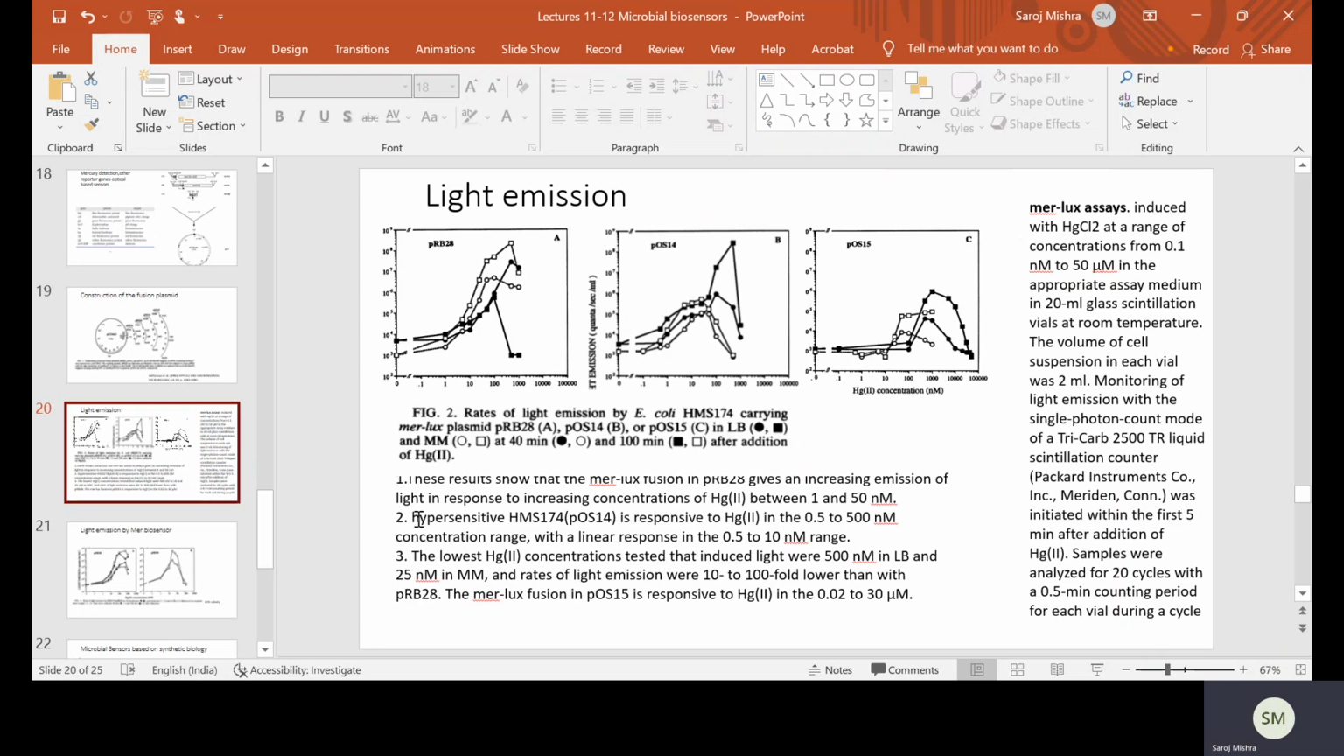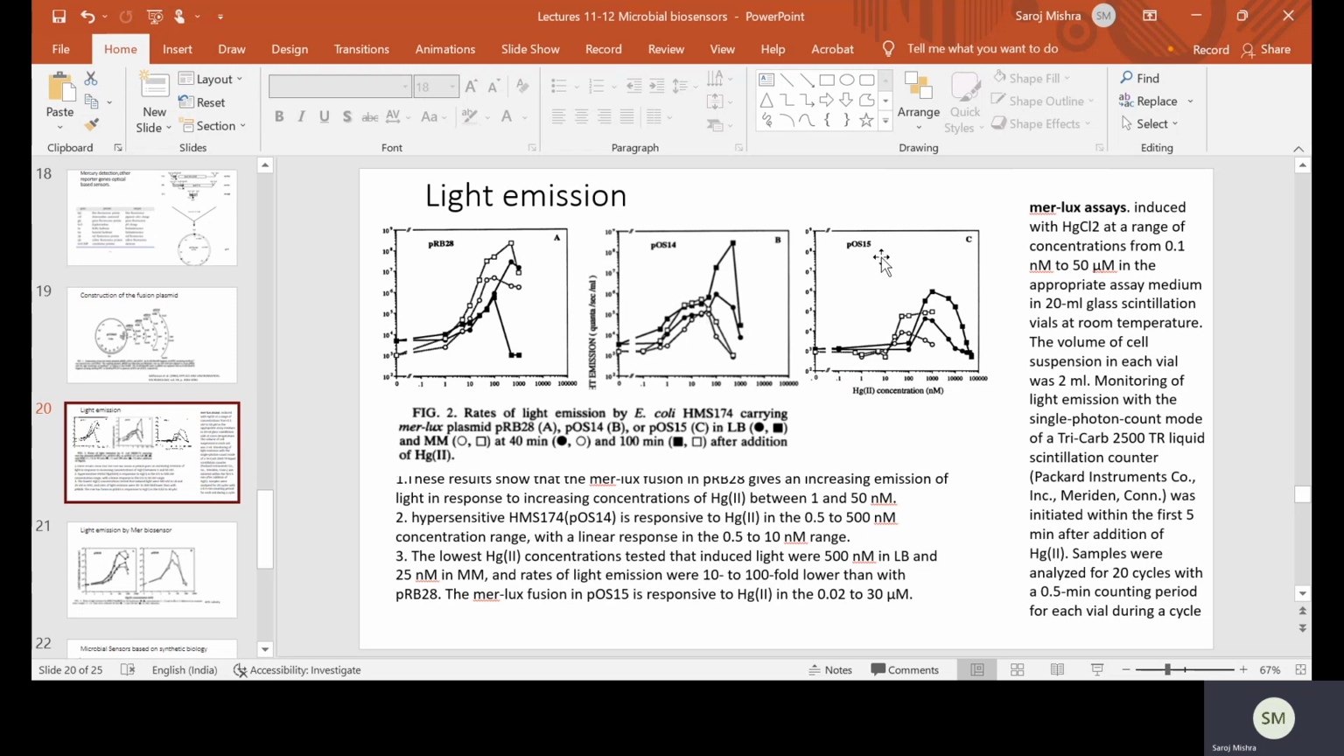So the second point indicates that the hypersensitive strain is responding to mercuric ion in the 0.5 to 500 nanomolar concentration range. Look at the sensitivities here. This one is sensitive between 1 and 50, but for the hypersensitive, the range increases quite a bit. You can go down to detecting 0.5 nanomolar, right up to the 10 nanomolar range, and the response is linear in this range. You can go up to 500 nanomolar, but there is a linear response up to this concentration.